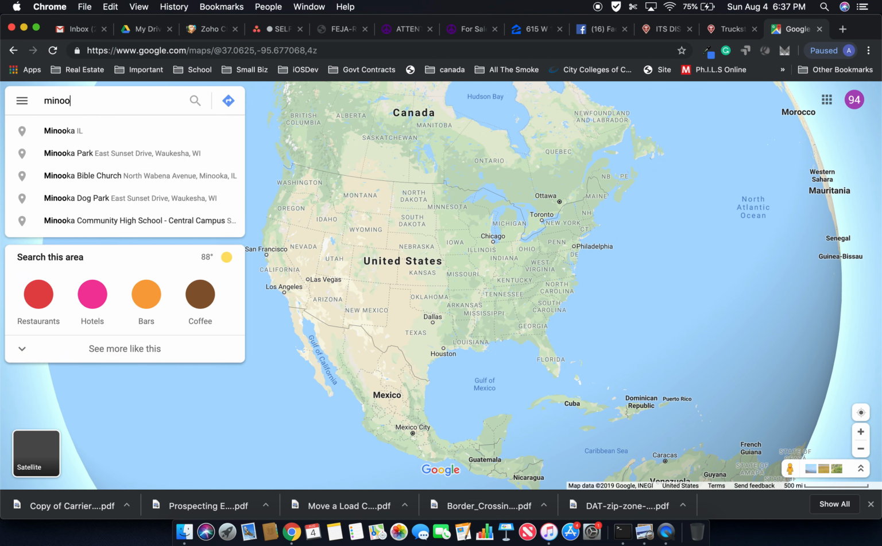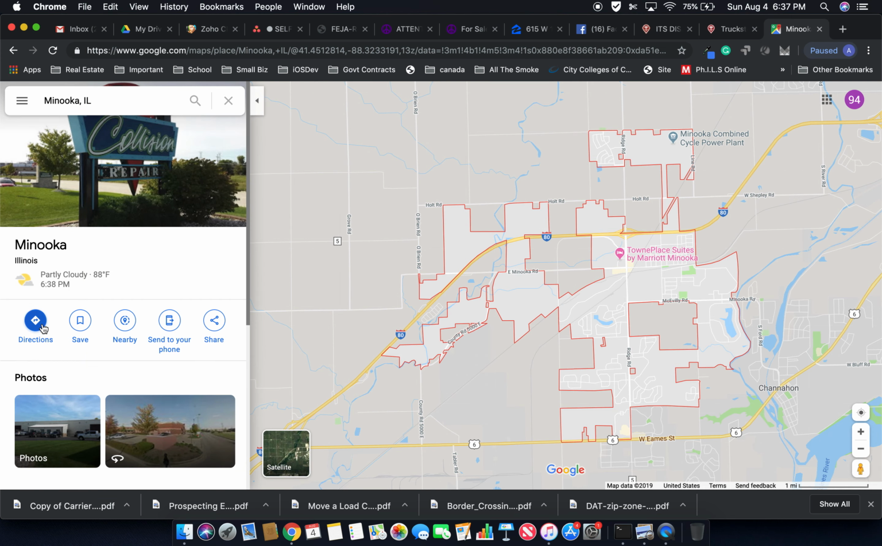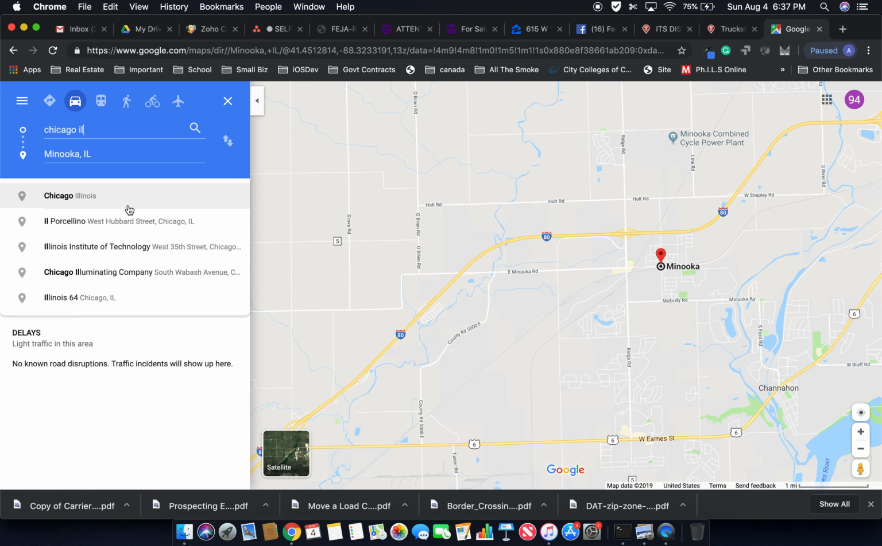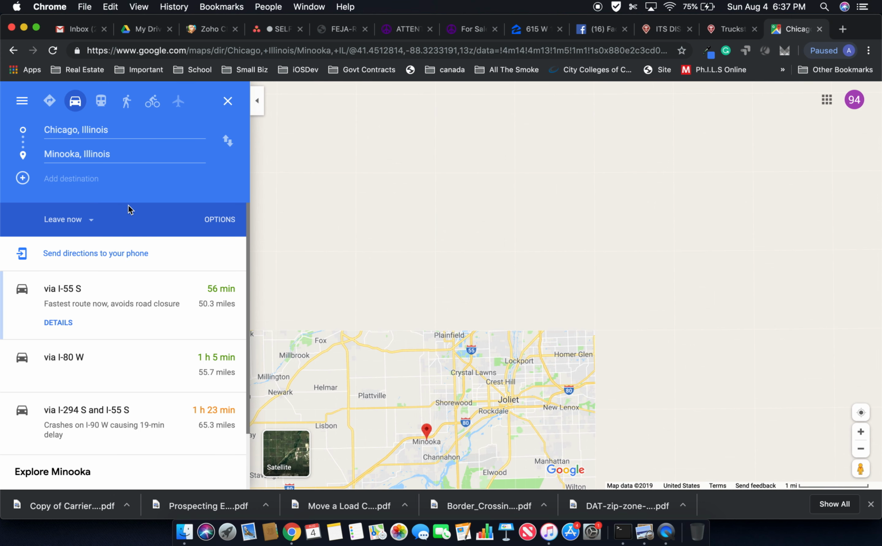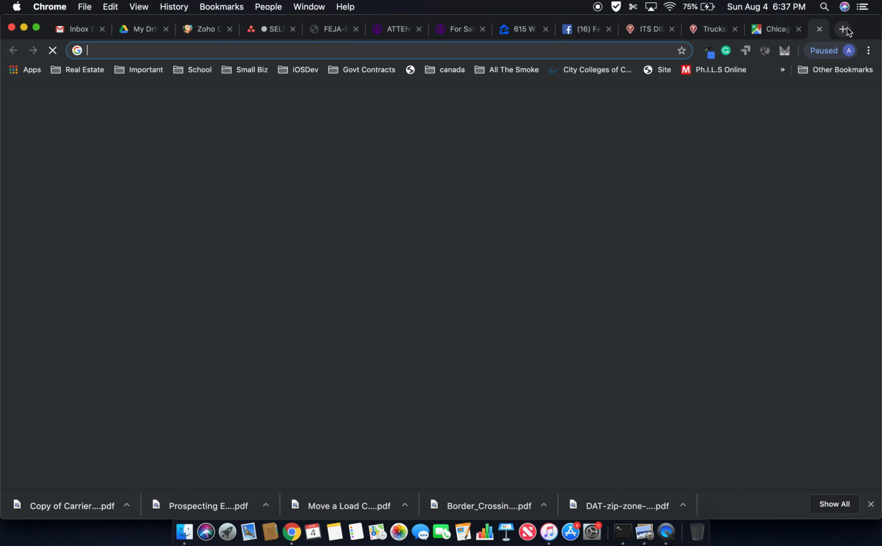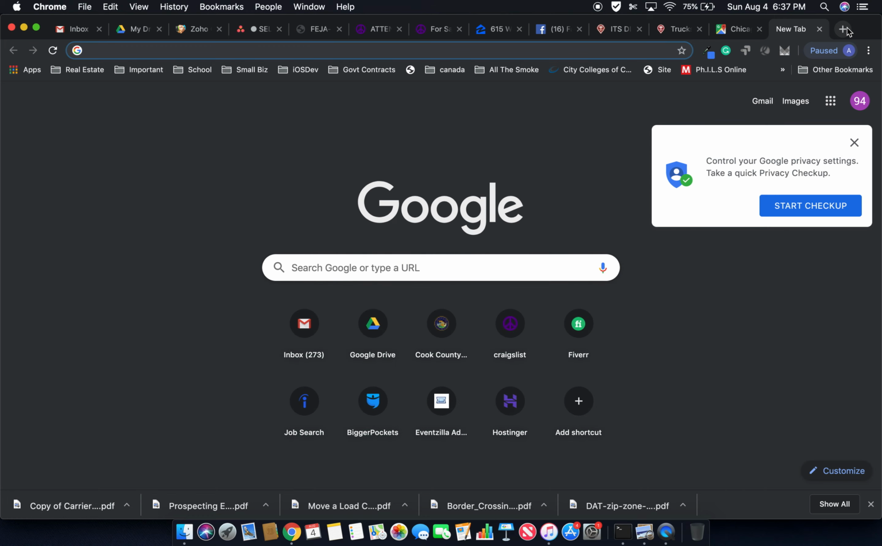Let's see, Manuka, Illinois, from Chicago, Illinois. All right, there we go. So that's only an hour driving. With traffic, it may be another couple of minutes, but considering the hour and the loading and offloading and going there every day, that's a lot of gas. So let's also think about fuel costs.